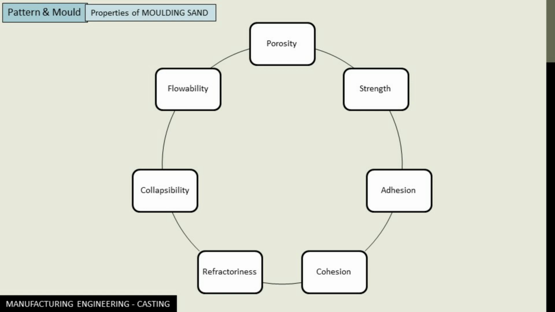Till now, we have seen the types of molding sand, the types of additives and binders, and we came to know a preliminary idea of how casting works. Now let's understand what are the important properties of molding sand. We have porosity, strength, adhesion, cohesion, refractoriness, collapsibility, and flowability. Let's discuss them one by one.